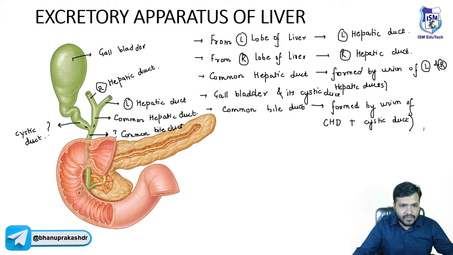I hope this is clear to everyone. Give a quick thumbs up that the excretory apparatus is clear. We have the left hepatic duct and right hepatic duct combining to form the common hepatic duct. We have the gallbladder and the cystic duct. Cystic duct along with the common hepatic duct forms the common bile duct.